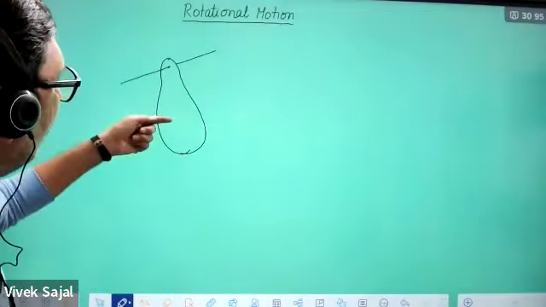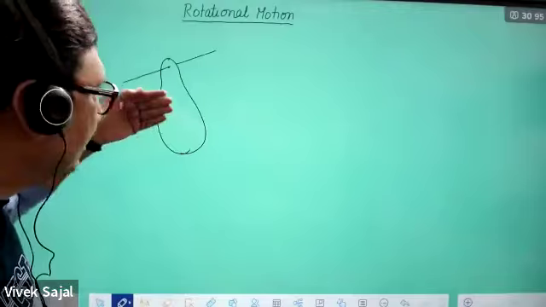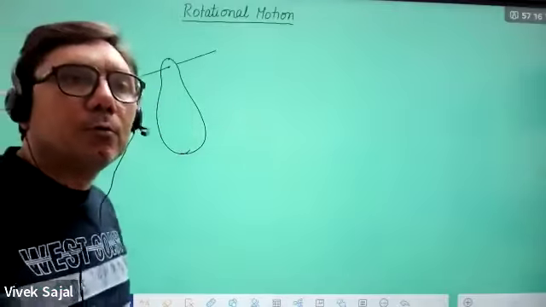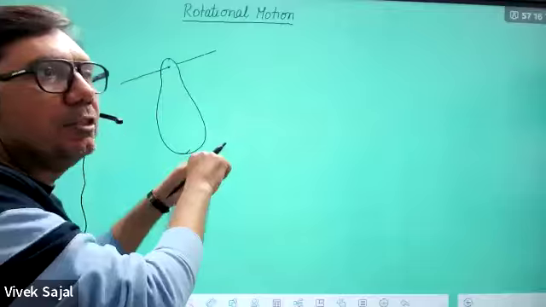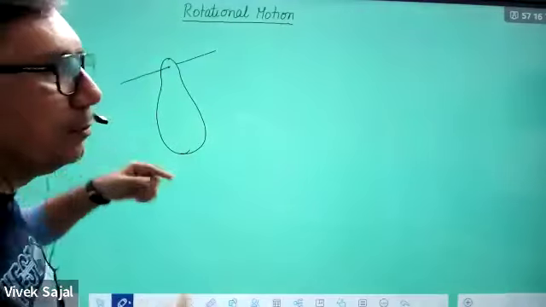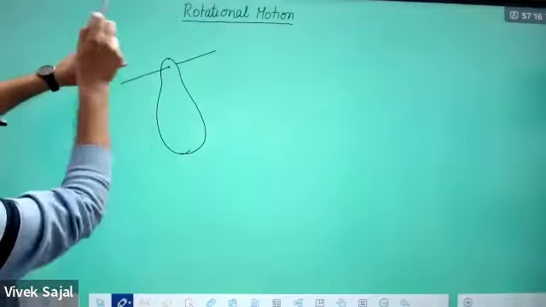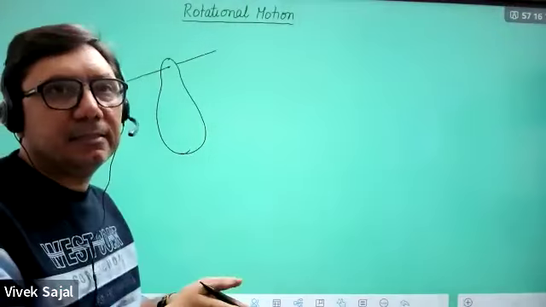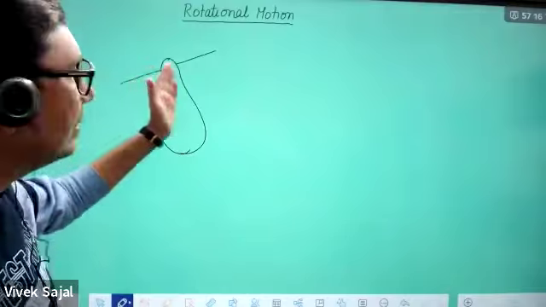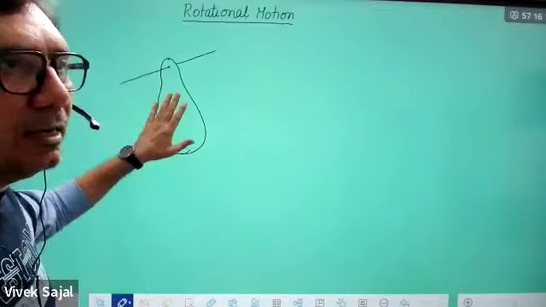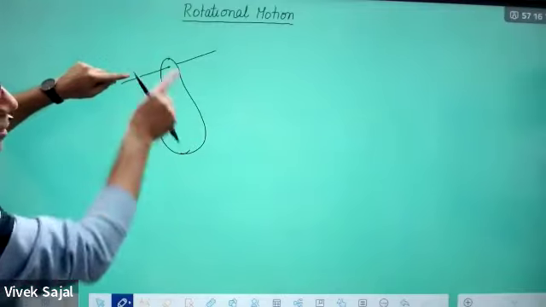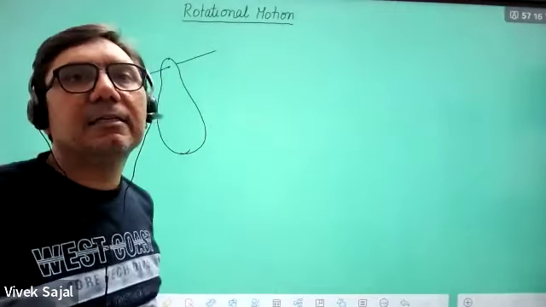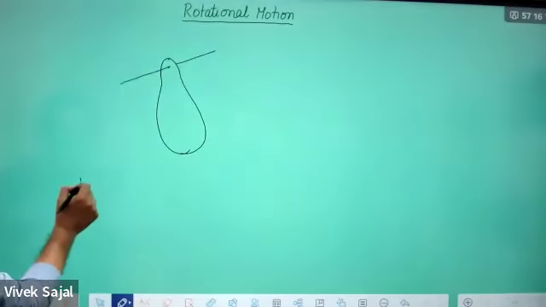All the particles of this object are moving. When it is rotating about this axis, automatically all the particles are going to be displaced from their positions, changing their position with respect to this. Due to the motion of these particles, there will be kinetic energy. Overall, translational motion is not taking place, so translational kinetic energy is not there. But due to the rotation of this object about this axis, it is going to have kinetic energy, and that kinetic energy is known as rotational kinetic energy.